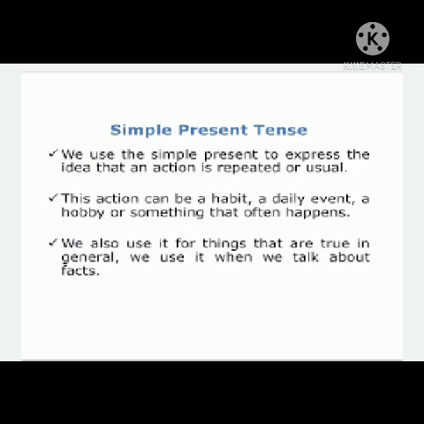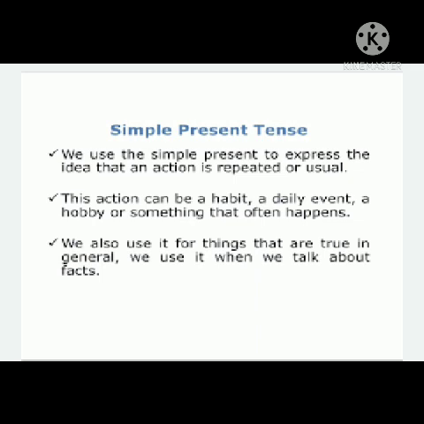First, what is the rule in the simple present tense? When we are going to form a sentence in the simple present tense, we have to follow some rules. Let us know what is simple present tense. First, we use the simple present tense to express the idea that an action is repeated or usual. Next, this action can be a habit, a daily event, a hobby, or something that often happens.